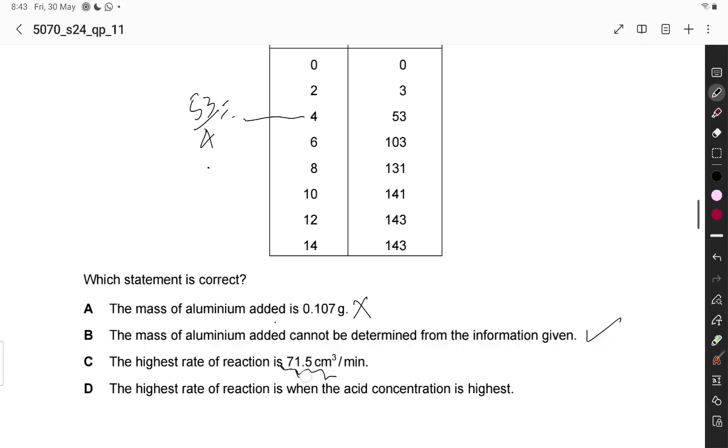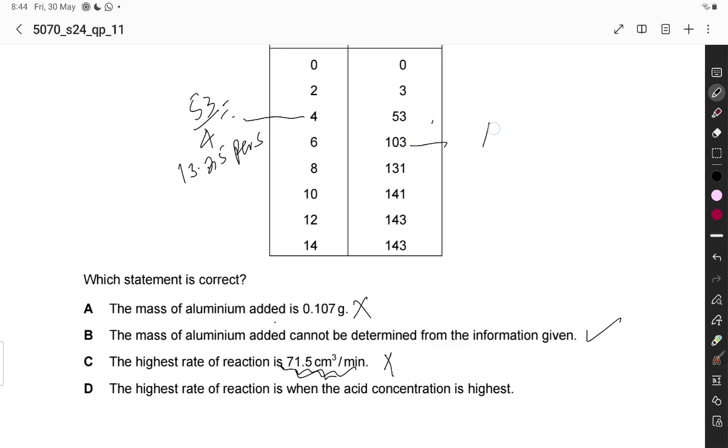This is per minute and this is per second. So this is 13.25 per second. So this is also incorrect.